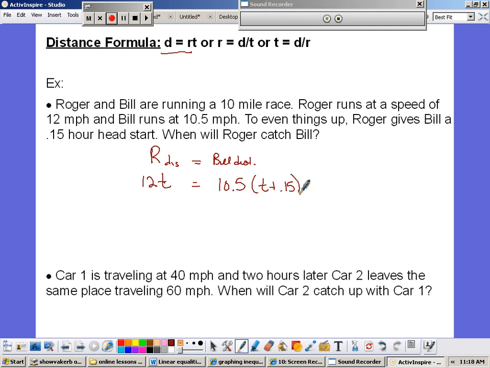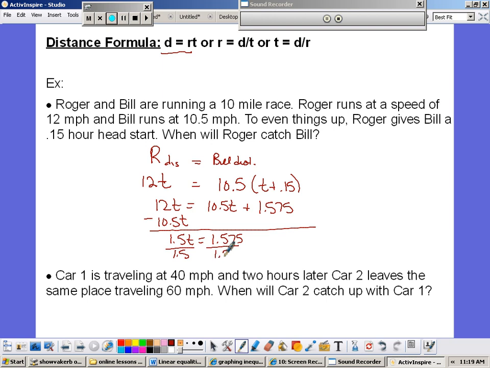So I have 12T equals 10.5T plus 10.5 times 0.15, 1.575. Subtract my 10.5T. I get 1.5T equals 1.575. Divide by 1.5. T is 1.05 hours.